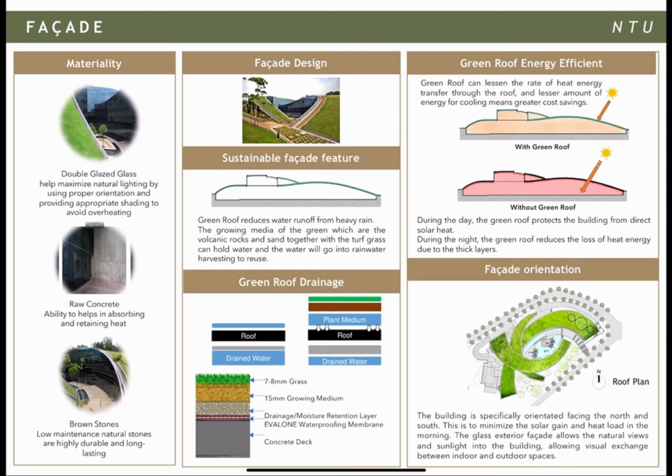During the day, the green roof protects the building from direct solar heat, and during the night, the green roof reduces the loss of heat energy due to the thick layer. For the facade orientation, the building is specifically oriented facing the north and south. This is to minimize the solar gain and heat loss in the morning, and the glass interior facade allowed the natural views and sunlight into the building, allowing visual exchange between indoor and outdoor spaces.